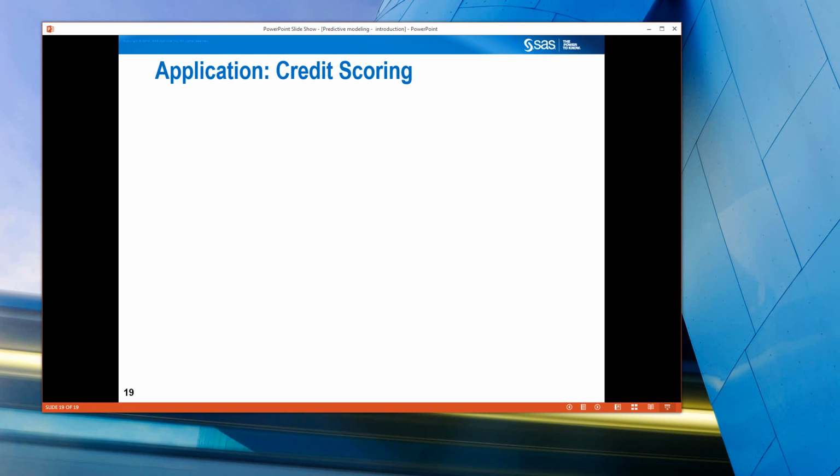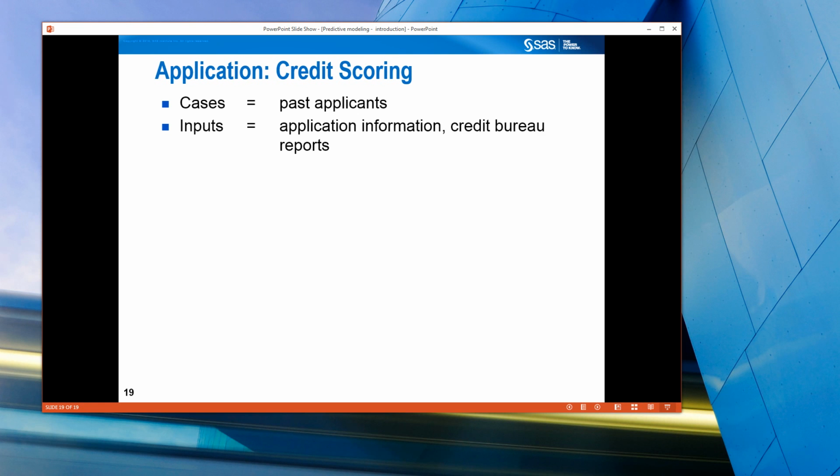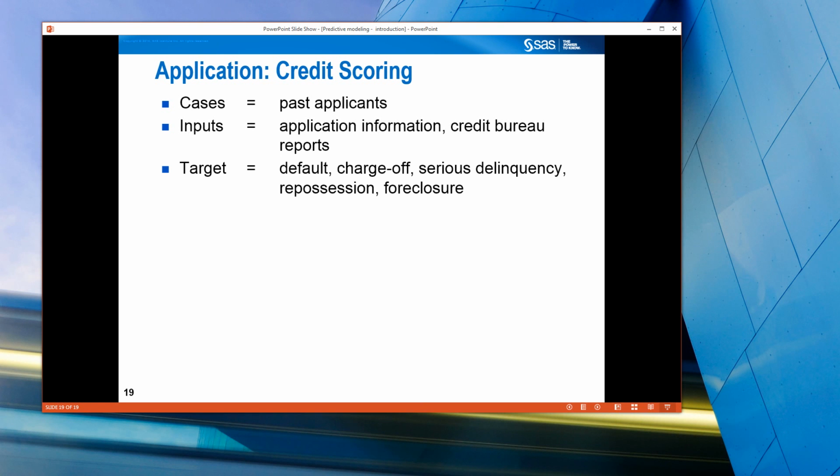Credit scoring is another way to classify customers based on past applicants. You can look at credit bureau reports and try to figure out whether somebody will default or become delinquent on payments. So these are things you want to target, and this data could be used to accept or reject an application for credit. This is another example of how businesses may use data mining techniques.